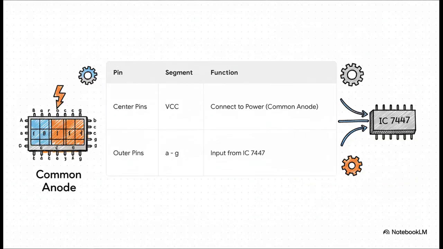And the display's map, well, it's even simpler, believe it or not. For this common anode type, those center pins get hooked up to power, and the outer pins match up directly with the segments, A through G. All we've got to do is connect the dots from the IC's outputs to these inputs.